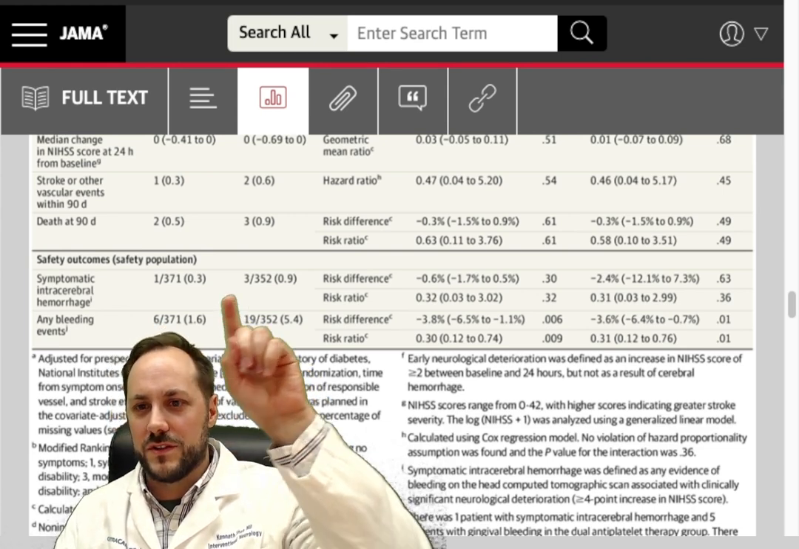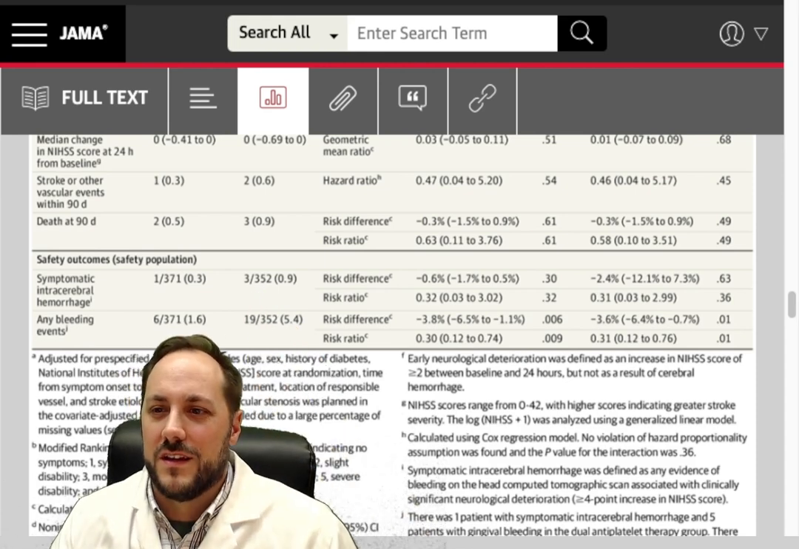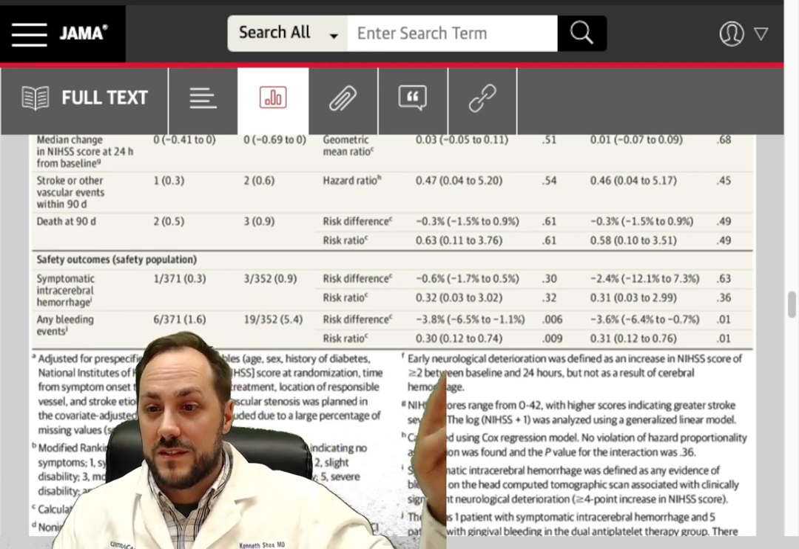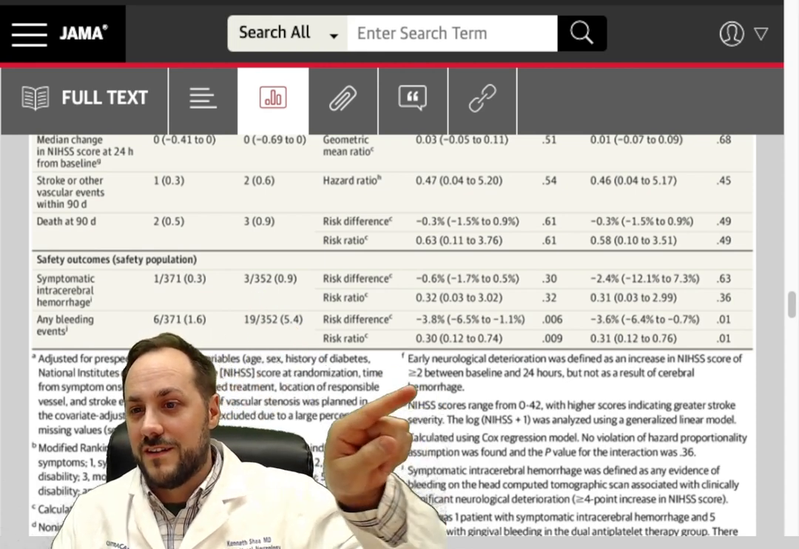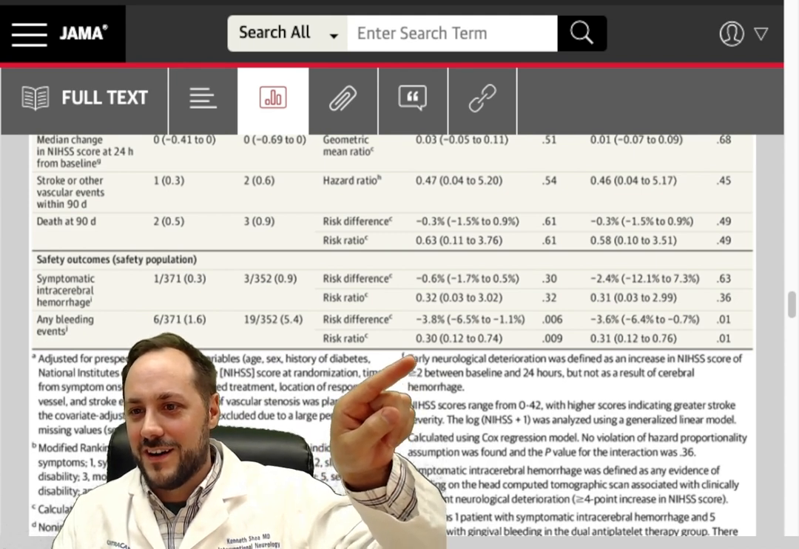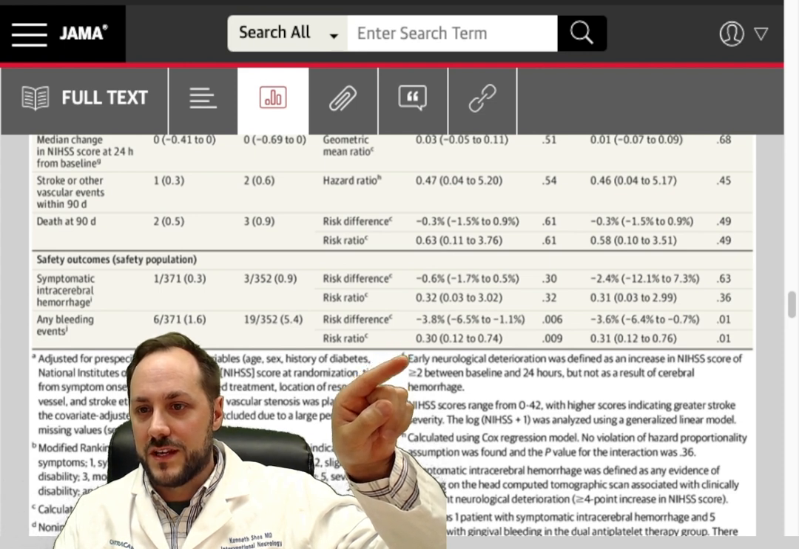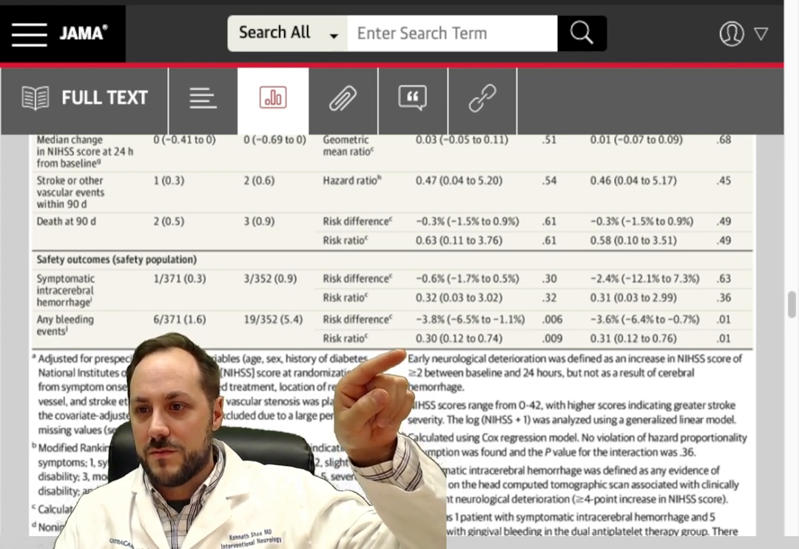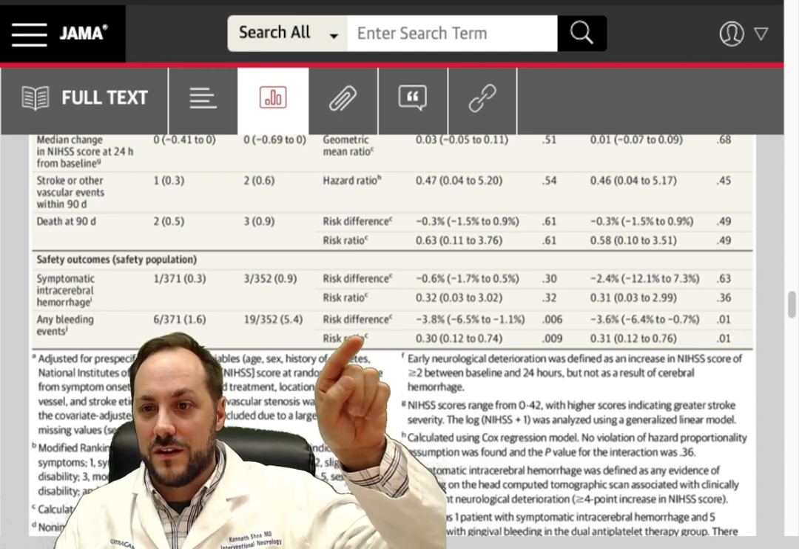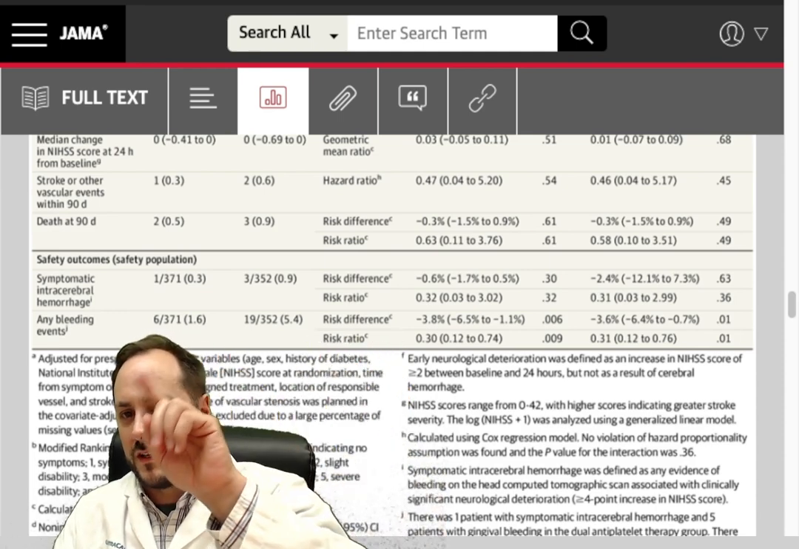These are pretty small numbers on here, but on this graph, you can see minus 2.4%, so that's safer by 2.4% with dual antiplatelet for symptomatic intracerebral hemorrhage, and then any bleeding event, minus 3.6%, so that's 3.6% safer for any bleeding event.